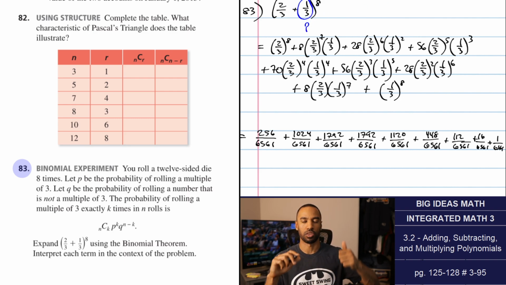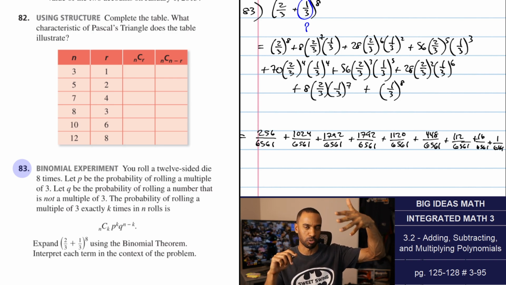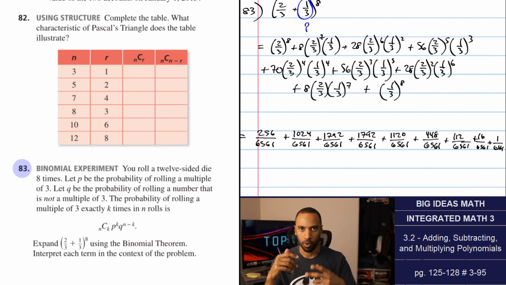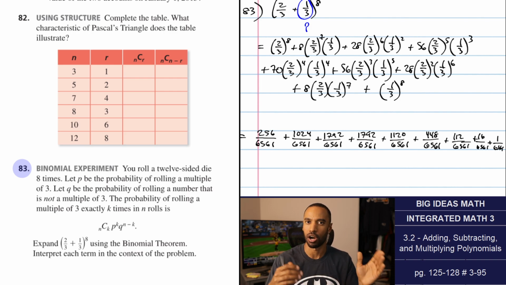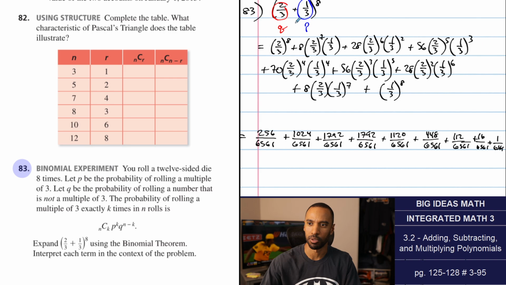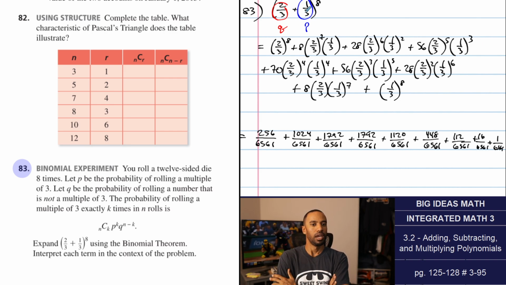I want to make sure you guys know that. 3, 6, 9, and 12 are the multiples of 3. 1 and 2, 4 and 5, 7 and 8, 10 and 11 are the non-multiples of 3. So these are the probability of not doing it versus the probability of yes doing it. It says, let Q be the probability it's not a multiple of 3. That's the 2/3.